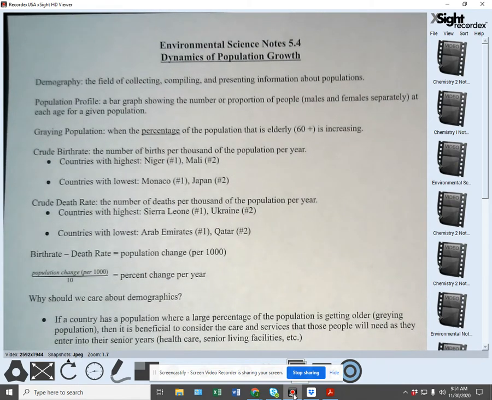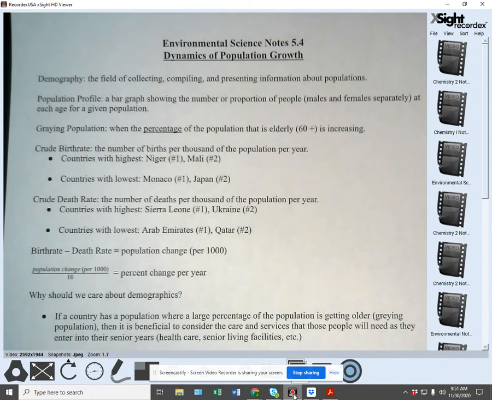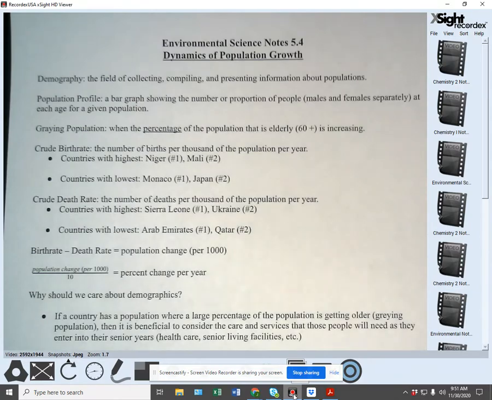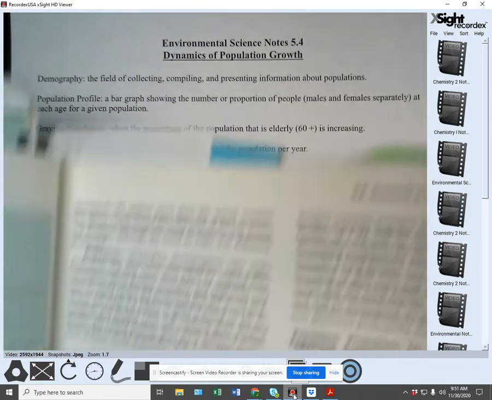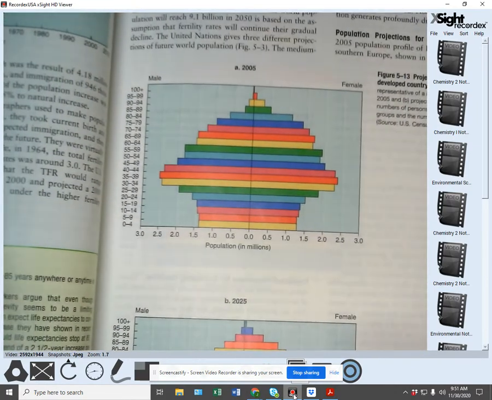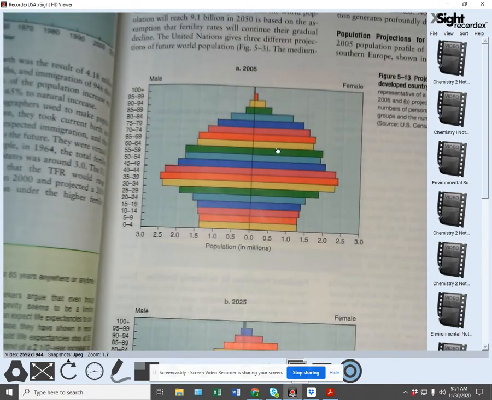Okay. So you've got the definition of demography, the field of collecting, compiling, and presenting information about populations. You have a population profile, a bar graph showing the number or proportion of people, males and females separately, at each age for a given population. Your book actually has some examples of population profiles. This is an example of a population profile.